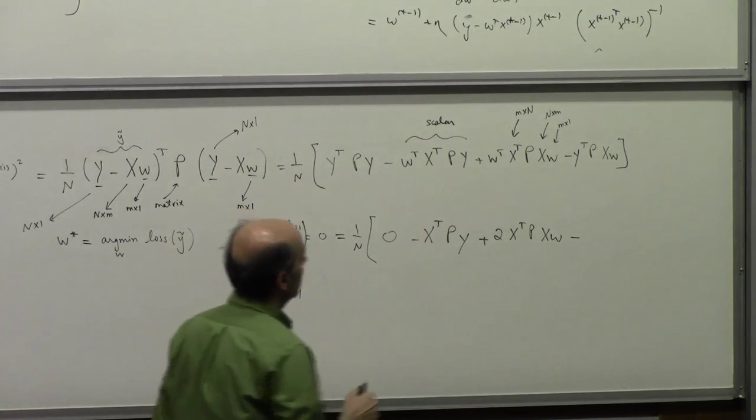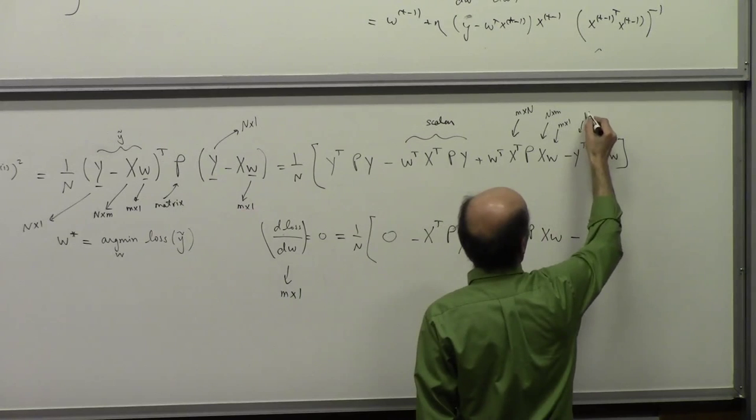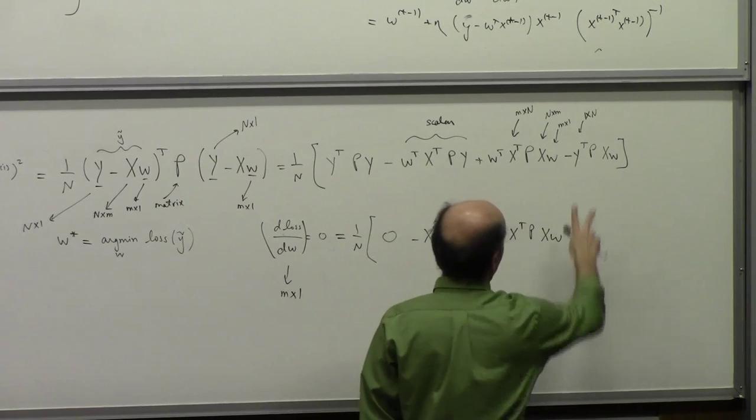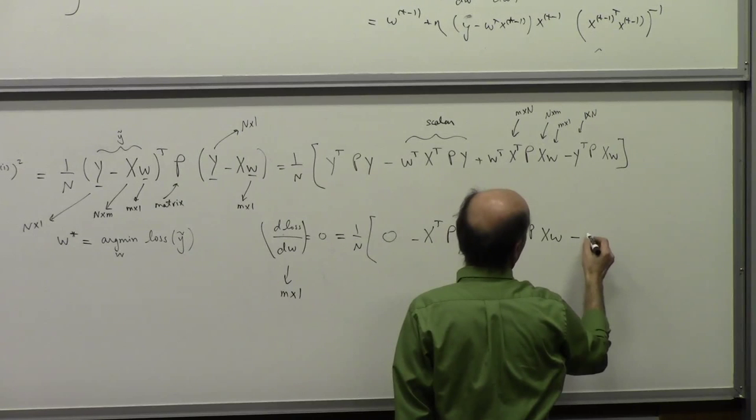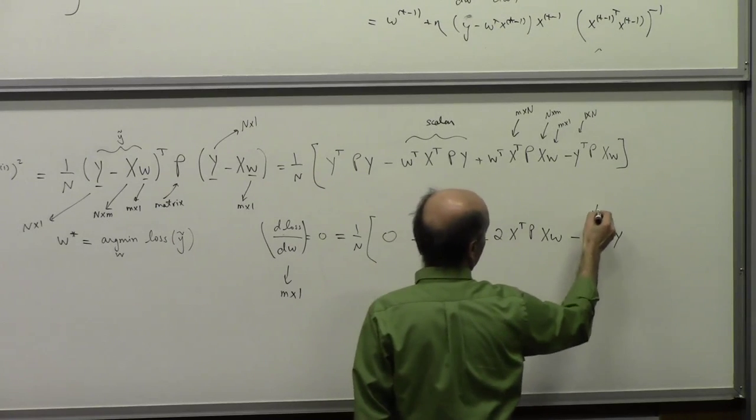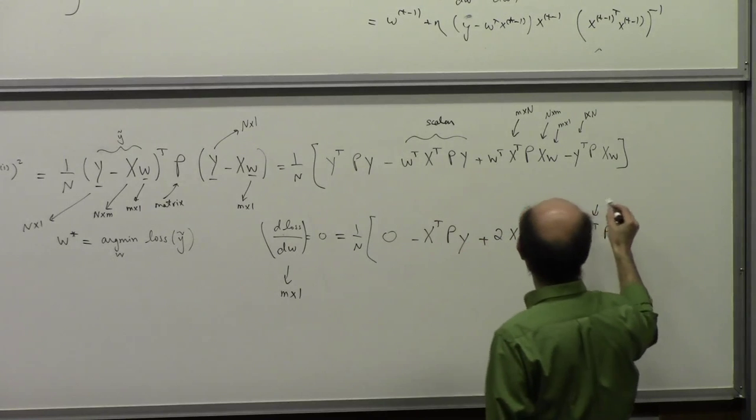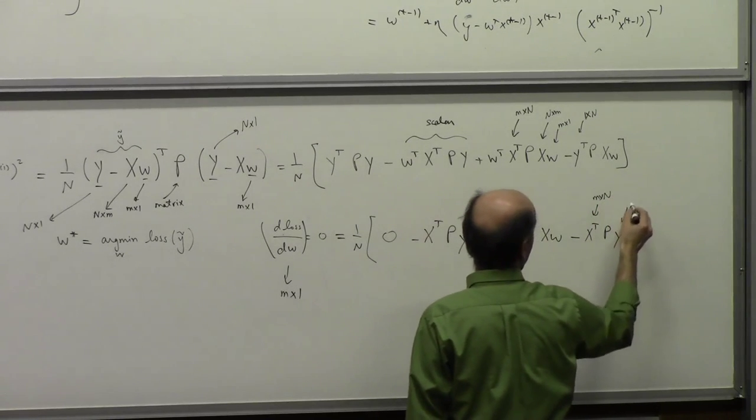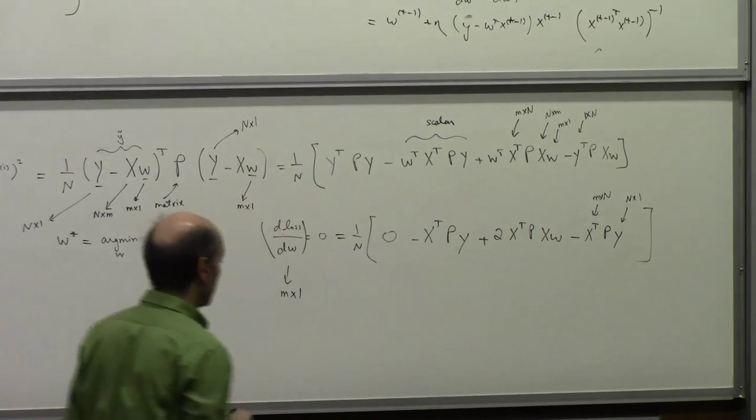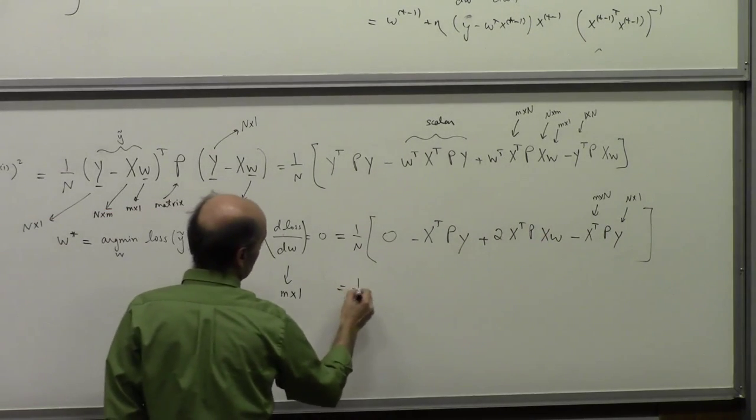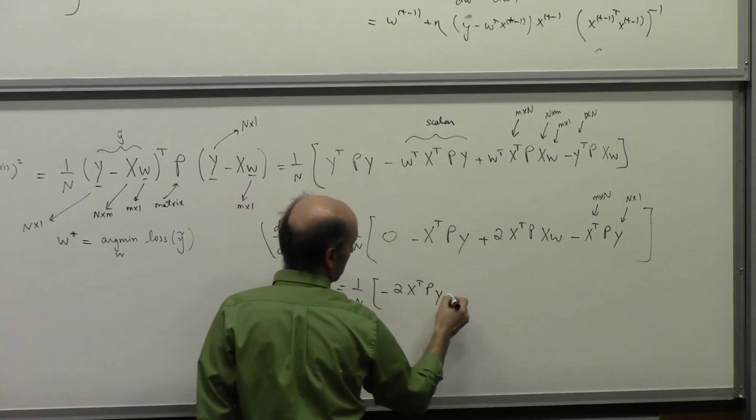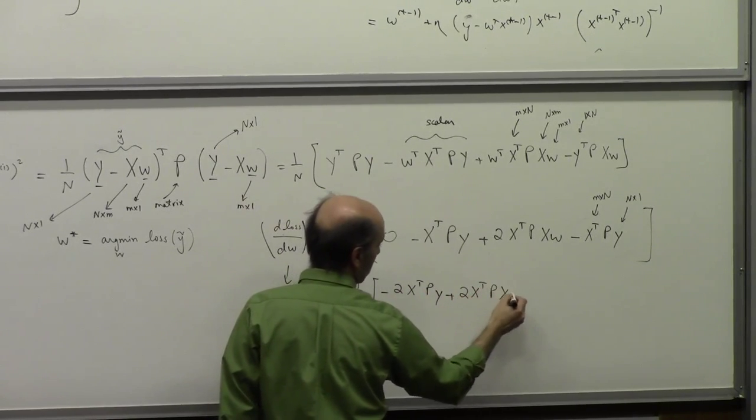For the derivative of this term, I have here y transpose. So this is a 1 by n. And so then what I need is the transpose of this. I'm going to get x transpose py. X transpose py is x transpose, which is m by n, and this is an n by 1, so I get an m by 1. So I claim that's the derivative of that function, which is equal to 1 over n times minus 2 x transpose py plus 2 x transpose pxw.